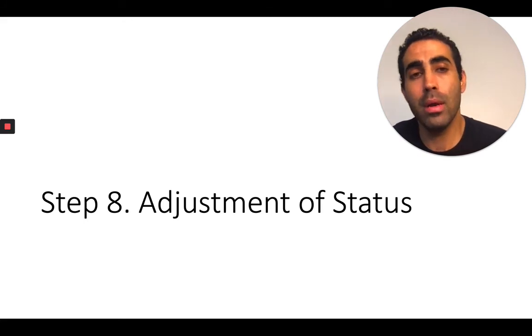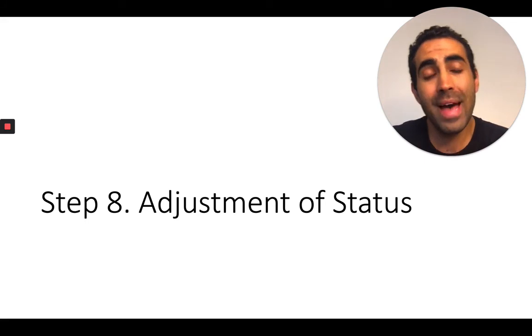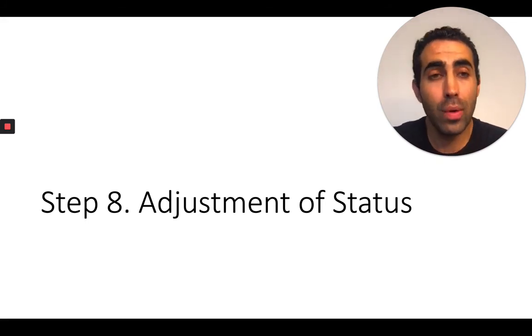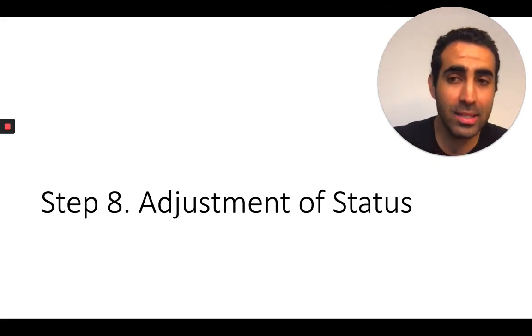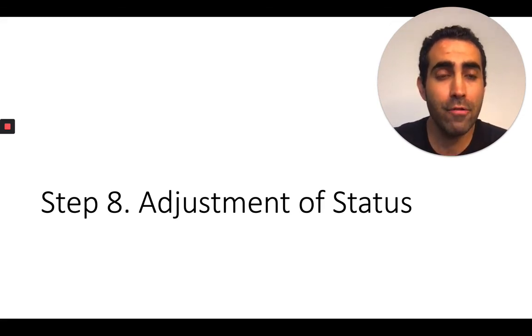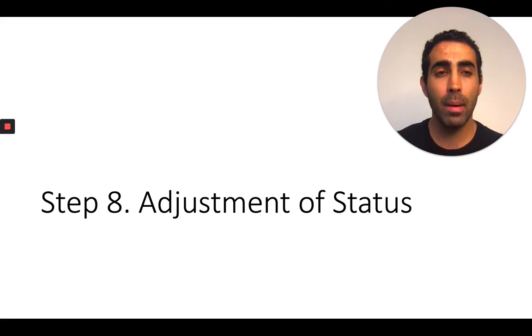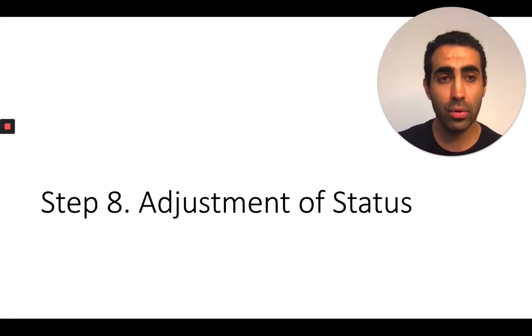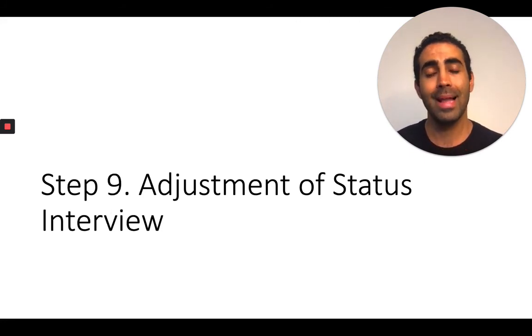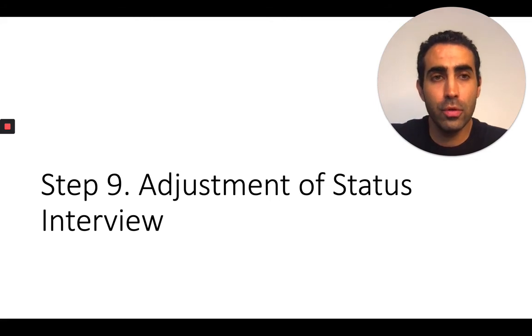Back in step 1, when you filed the Form I-129F, that form was filed by the U.S. citizen. But at this stage, at step 8, the adjustment of status, the Form I-485 is filed directly by the foreign fiancé. Again, this is the application to adjust status to become a permanent resident, which is to get your green card. And lastly, after you file the Form I-485, there will be an adjustment of status interview.